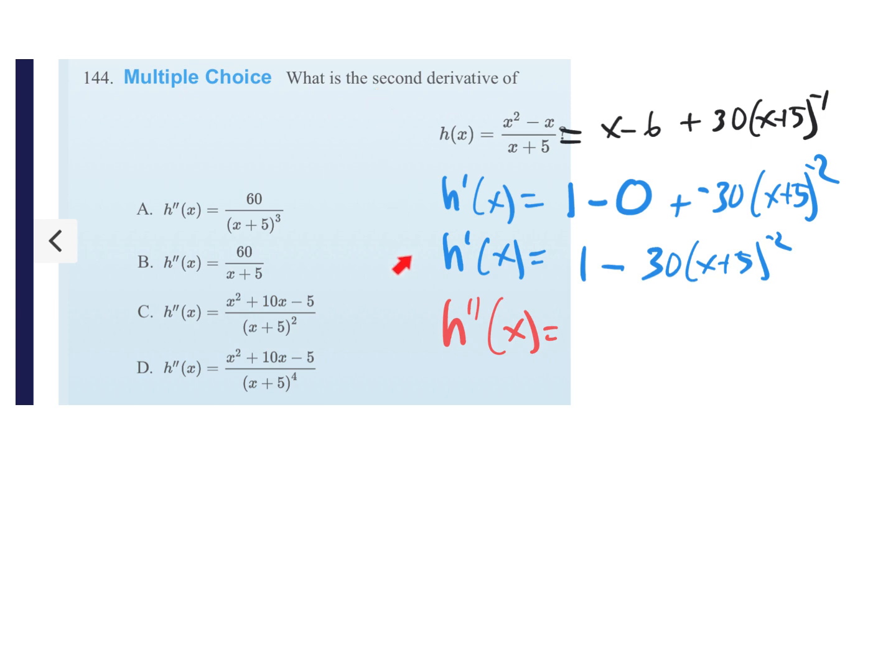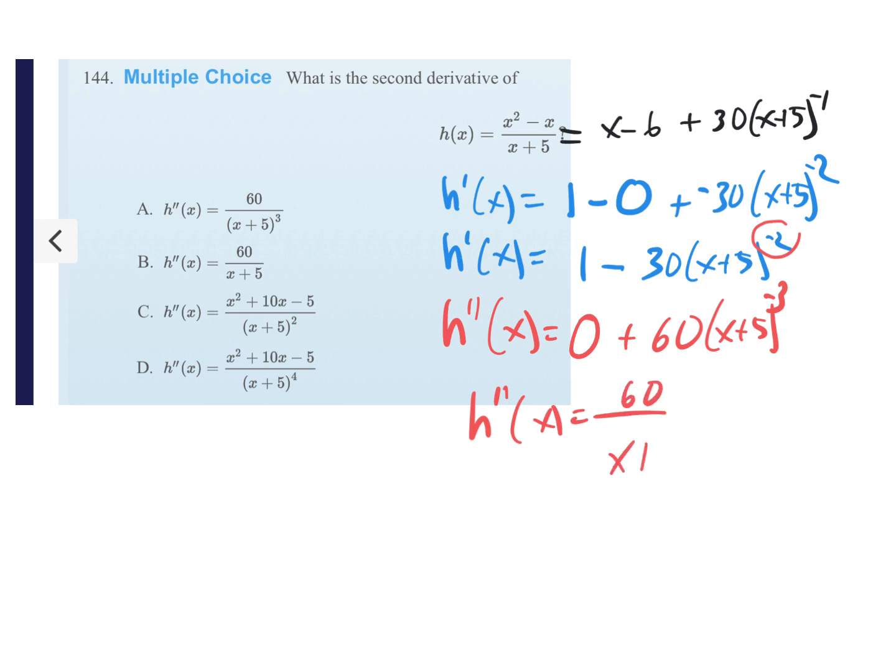So the second derivative will be h double prime, which is the derivative of all these terms with respect to x, which is 0. And then the power rule, negative 2 times negative 30 is 60, x plus 5 to the negative third power, multiplied by the derivative of x plus 5, which is 1. This is it. So our second derivative is 60 over x plus 5 to the third power.